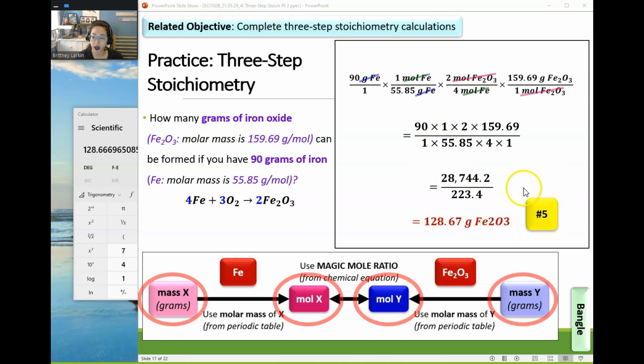Okay, so this should be your answer for number 5. In the first blank, you're going to fill in the number 128.67, and in the second blank, you're going to fill in the units, which should be g Fe2O3. Keep in mind that this right here is an O and not a 0. It is an O, Fe2O3 for iron oxide. Go ahead, pause the video and continue playing when you're ready to move on.